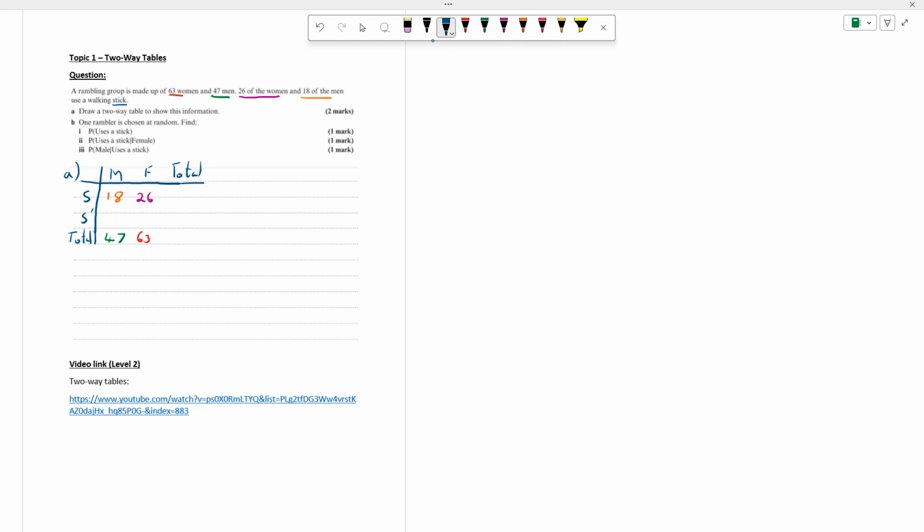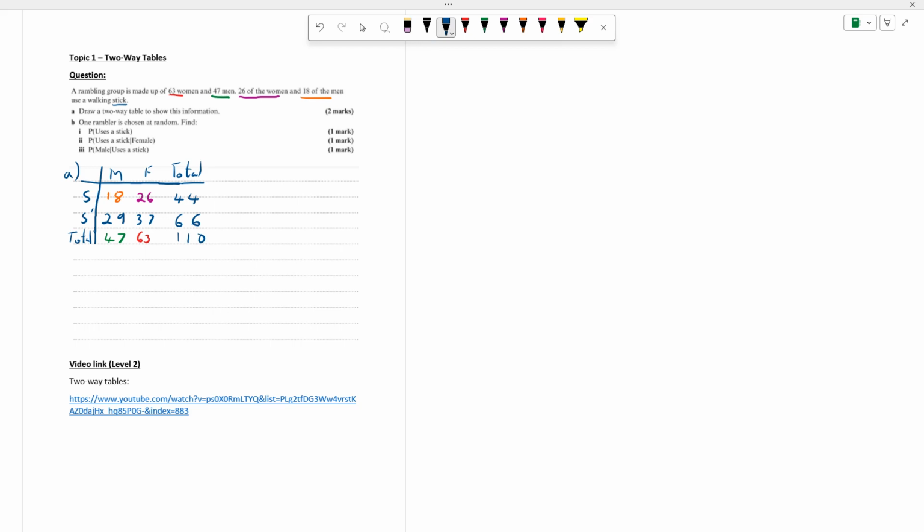So first of all, number of walking sticks, I'm going to add these 2 numbers together. So I get 44. I can also use the fact that for the males, there should be 47 of them. 18 of them use a walking stick, so that means that 29 of them do not use a walking stick. Same for females, 63 in total. There's 26 who use a walking stick, so 37 who don't. And then let's add up a total for the non-walking sticks, that's 66. Now, we should always make sure both of these totals add up to make the same amount. So if I look at these totals here, 44 and 66, that's 110. And let's make sure these 2 make 110 as well, which if I add them, they do. That means I've done it correctly.